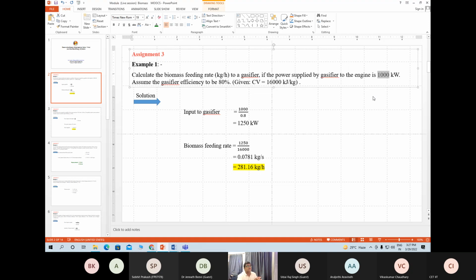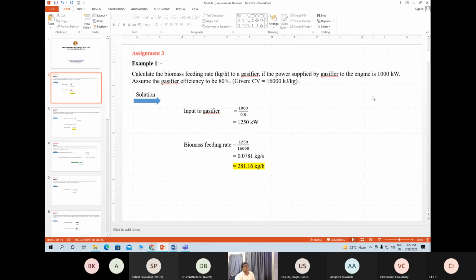Now, for this much input power, how much biomass is required? You simply divide by the calorific value, because this is a power and we know the calorific value. Once you divide by the calorific value, you get the answer in kilogram per second. Then you convert it into kilogram per hour. So it's a simple two-step example, just to practice, because this was the first assignment. That's the reason I gave a very simple example, to practice and to understand how we can convert one form of example into another form.